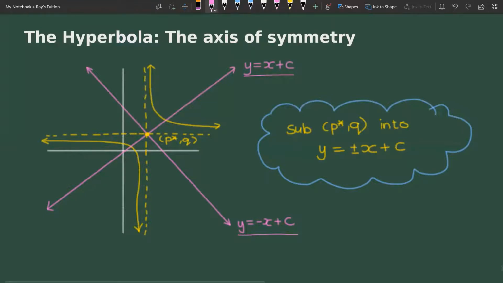So the next very important question is, how do we calculate the axis of symmetry? We're going to use this method. We're going to substitute P star and Q. And what is P star and Q? It is the intersection of our asymptotes, so it's where our asymptotes meet, into y is equal to plus x plus c or minus x plus c, depending whether we are looking for the positive one or for the negative one. So let us have a look at an example.